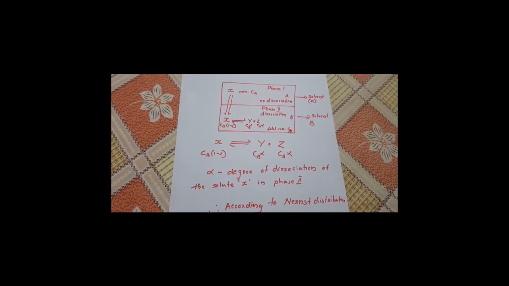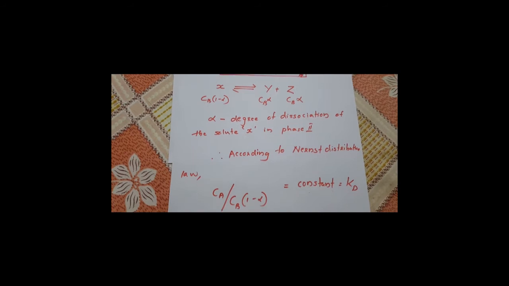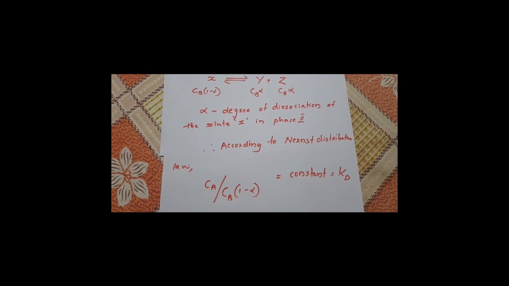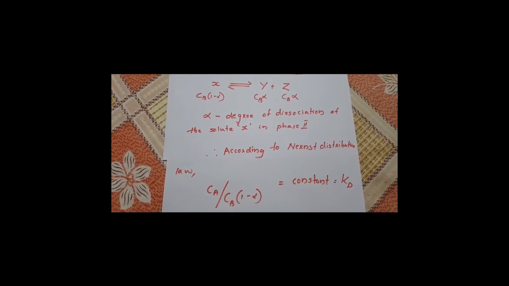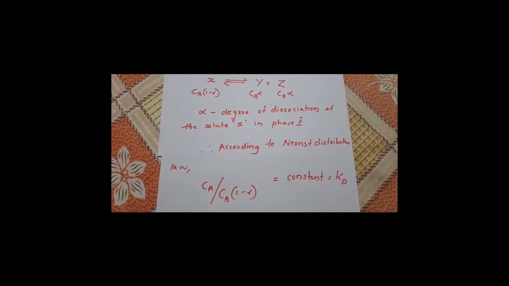Here in phase 1, solvent A, there is no dissociation, the total concentration is Ca. In phase 2 it undergoes dissociation into Y plus Z, the concentration is Cb, and alpha is the degree of dissociation. Our Nernst equation becomes Ca by Cb into 1 minus alpha equal to Kd. That is case 2, when a solute undergoes dissociation in one of the solvents. This is the Nernst distribution law.